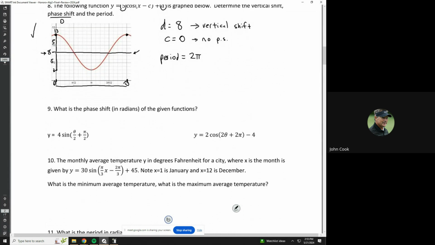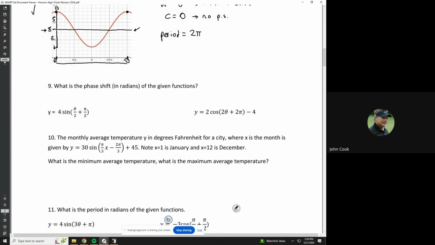What's the phase shift in radians of the given functions below? So there are a couple different ways to find the phase shift. I always do it the same way, and I don't know if a lot of teachers do it the same way, but what I do is I take whatever the equation is inside the parentheses, and I just set it up as an inequality. So theta over 2 plus pi over 2.